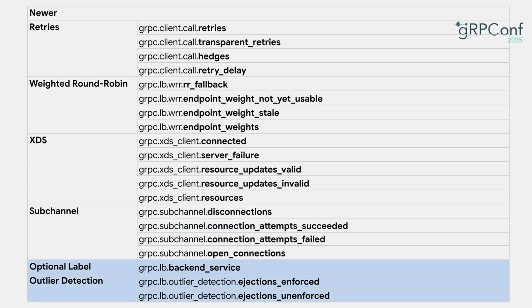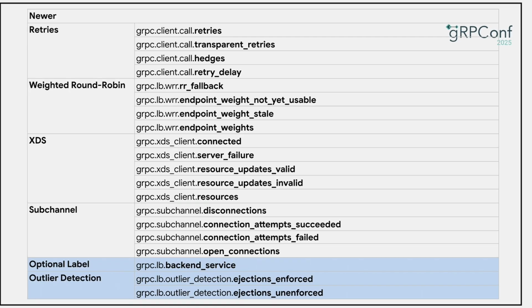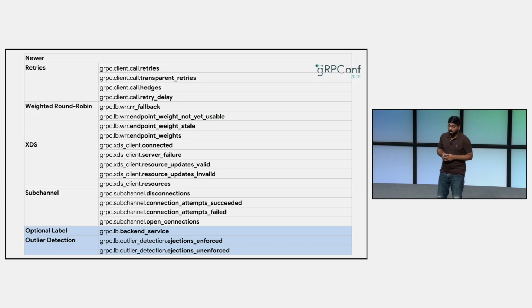Now, I want to zoom in on two additions here that I'm particularly excited about. First, these outlier detection metrics. This was an awesome contribution from our friends at Dropbox. It's a perfect example of how the community is making gRPC observability better for everyone. So a huge shout out to them.